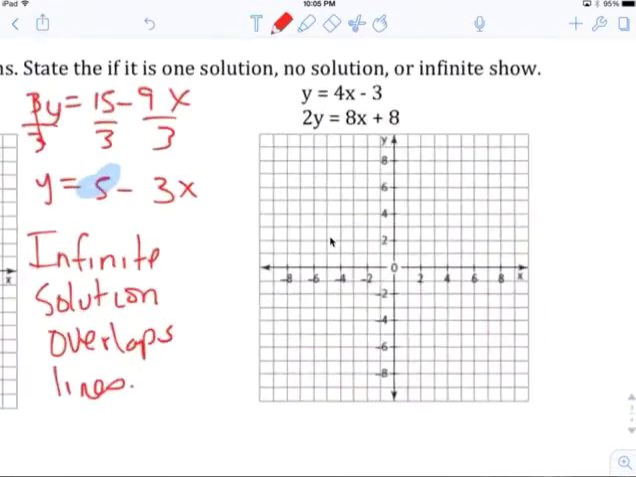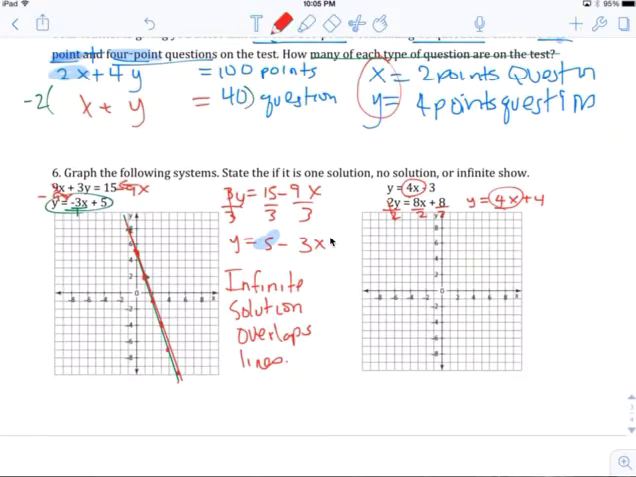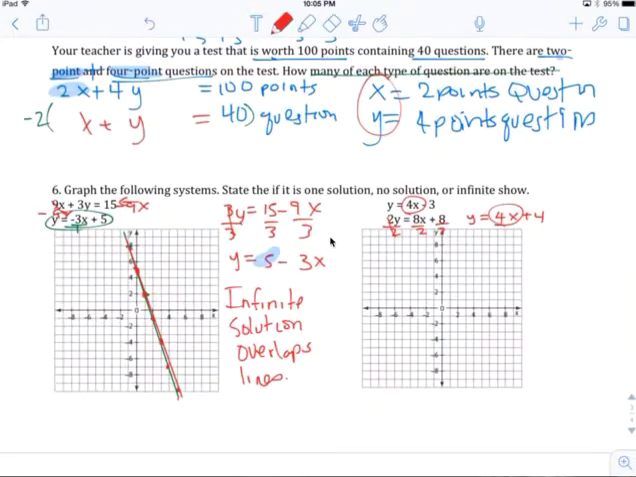Okay, same thing for this one. This one we only have to divide these by 2. Y equals 4x plus 4. You get to graph both. These are going to be parallel lines because the slopes are the same, okay? I'm going to graph those parallel lines, and that'll be it. I hope this helps.